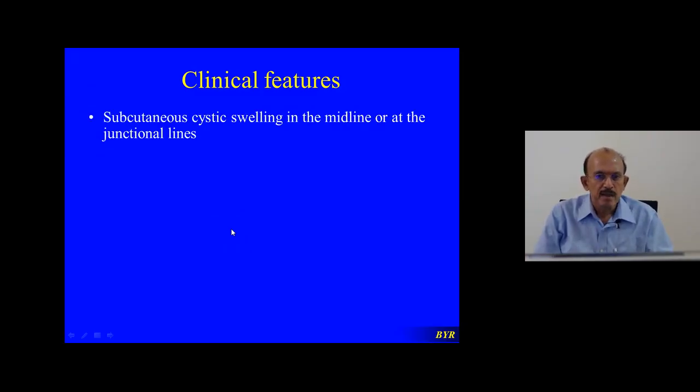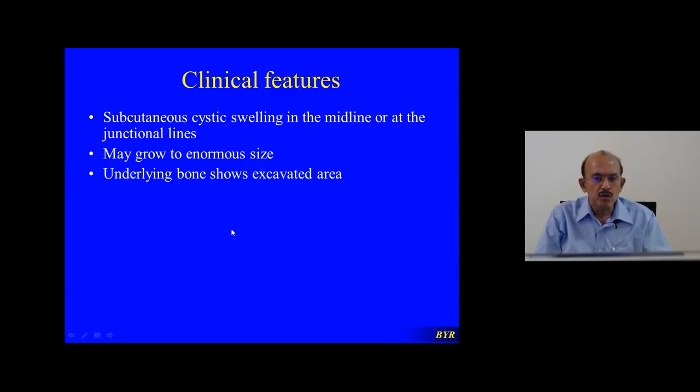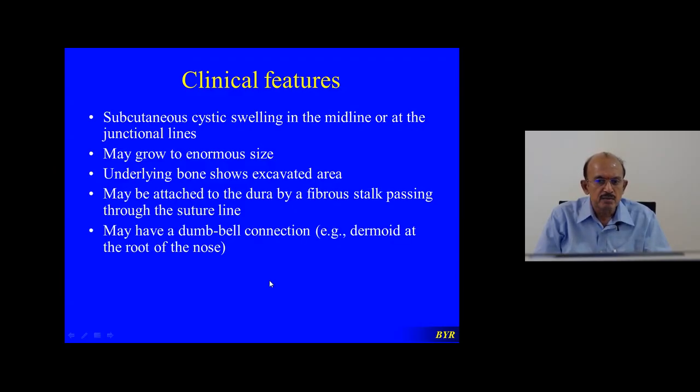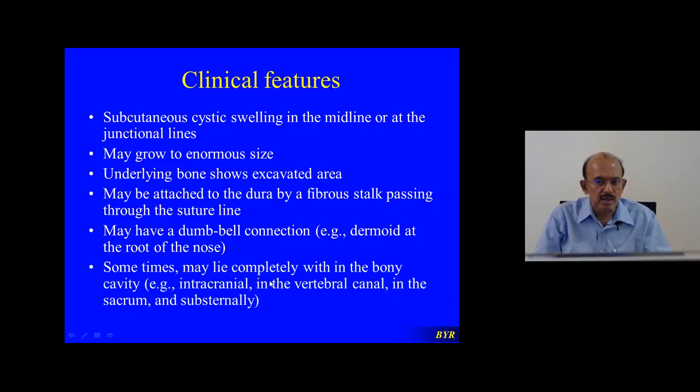Clinical features: it is a subcutaneous cystic swelling in the midline or at the junctional lines. It may grow to enormous size. Underlying bone shows an excavated area, because the presence of dermoid will impede proper development of the underlying mesoderm into the bone. So that is why there will be a shallow area in the bone where the dermoid is present. It may be attached to the dura by a fibrous stalk passing through the suture line. It may have a dumbbell connection. Dermoid at the root of the nose may have a dumbbell connection.